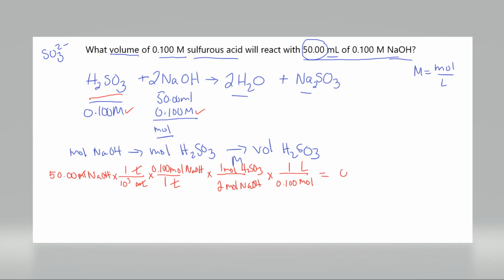And if you do the math, I ended up getting 0.0250 liters. Okay, 3 sig figs because of the 0.100 molarity. So this is what I got for the volume of sulfurous acid that would react with that much NaOH. So give it a try. Remember, balance the equation first, write it, balance it, and then do some stoichiometry to get to your end goal.